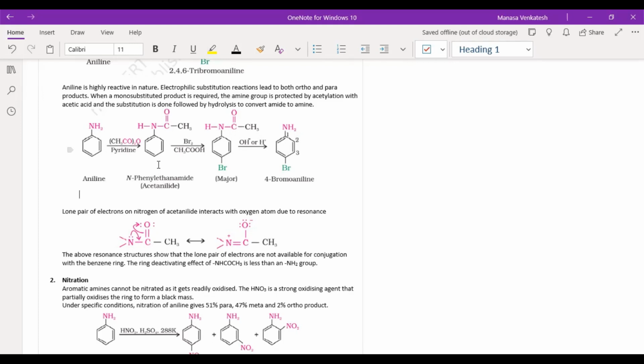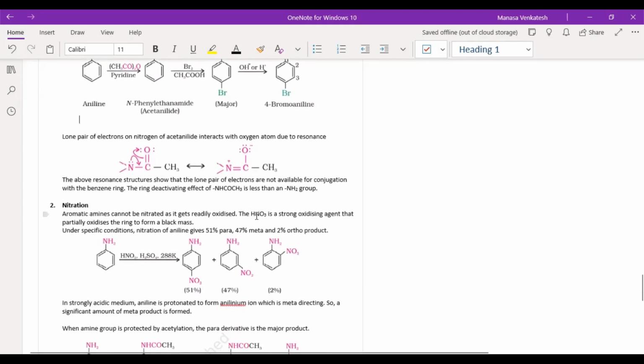The next one is nitration. Now, the nitration reaction is actually quite difficult because HNO3, when it reacts with the aniline, partially oxidizes the ring and gives us a black mass. So it is leading to the formation of a black mass. So under specific conditions, you get 51% of para product, 47% of meta and just 2% of ortho.